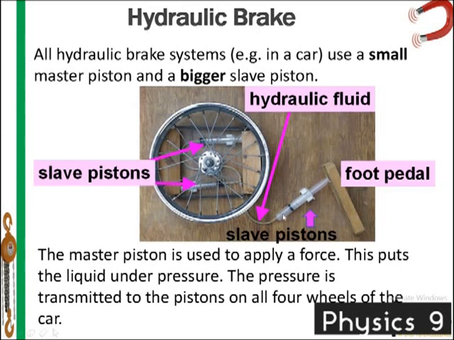You should be able to see that if we trace our pathway all the way from the foot pedal around to the slave pistons, there isn't anything attaching that particular piston to this one here mechanically. The only thing that's in between them is the fluid. There isn't anything mechanically attached to the pistons.